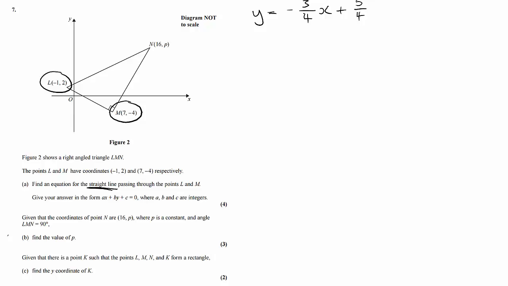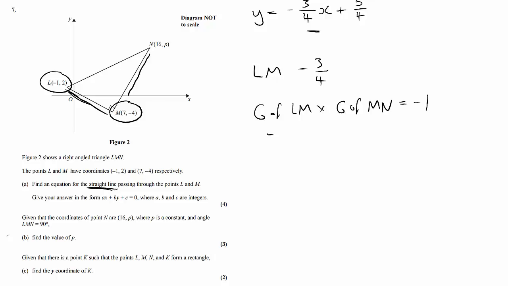So in the second part of this question, I'm going to use LM as gradient, and I'm going to find the perpendicular gradient, MN, this one here, so I can find this point here, P. So in the first part of the question, we worked out that LM's gradient is minus 3 over 4. We know the gradient of LM times the gradient of MN equals minus 1. So that's minus 3 over 4 times what equals minus 1. Well, to make it 1, we go 4 over 3.